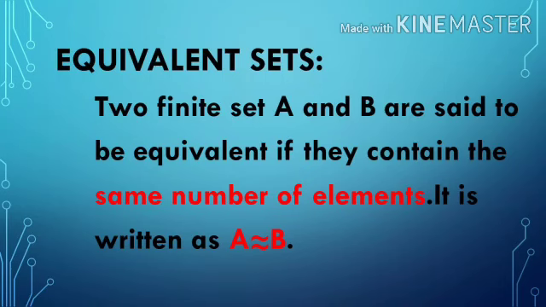The definition of equivalent sets is: two finite sets A and B are said to be equivalent if they contain the same number of elements. It is written as A is equivalent to B. The symbol in between A and B is called the equivalent symbol. For these types, first we have to find the number of elements. If the number of elements in both the sets are equal, then we can say the two sets are equivalent sets.